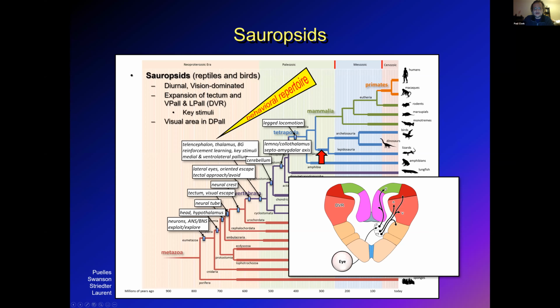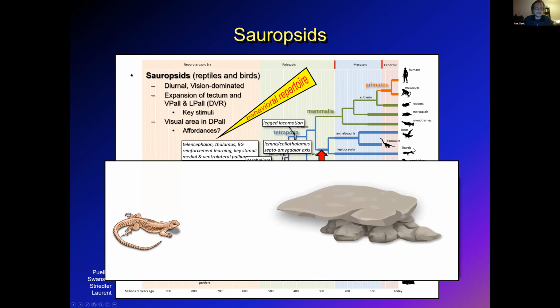But there's also a visual area in the dorsal pallium. The dorsal pallium will become interesting in mammals because that's going to become the cerebral cortex. But anyway, there's a visual area in reptiles and birds in the dorsal pallium. And I'm proposing that this part deals with affordances. A very simple idea. I'm assuming people know what affordances are, just the opportunities for action. And it doesn't have to be very sophisticated. The example I'll give is this lizard here looking for a place to hide.